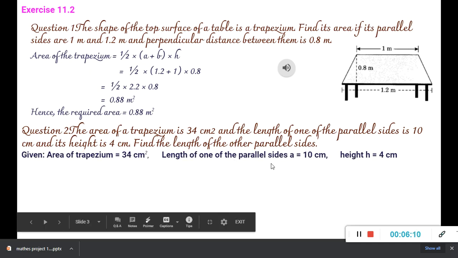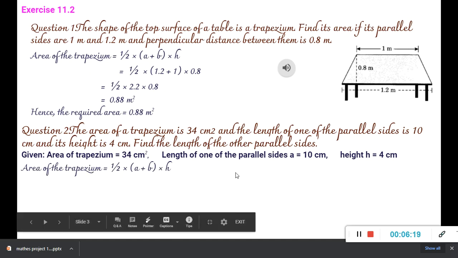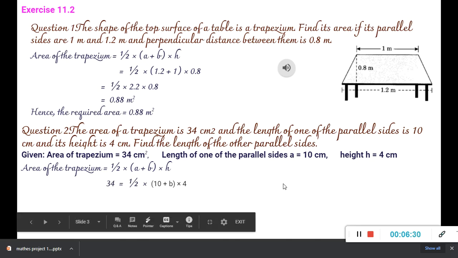The other parallel side we can take as B. B is not given. So first put the formula. Area of trapezium is half into A plus B into H. Here the area is given as 34. So there we can put 34 is equal to half into 10 plus B into height 4. From this we have to find B, that means the other parallel side.